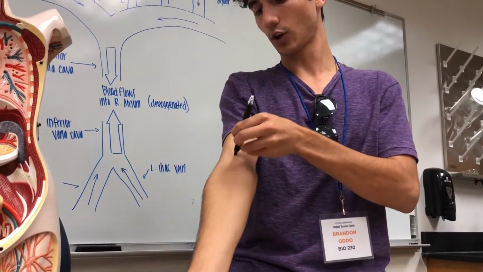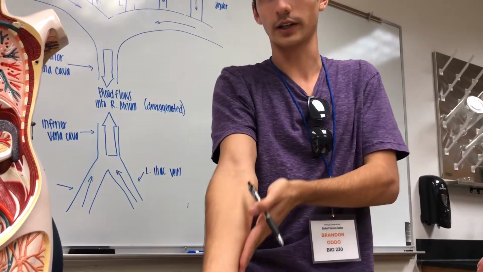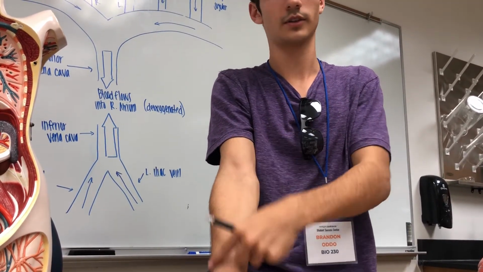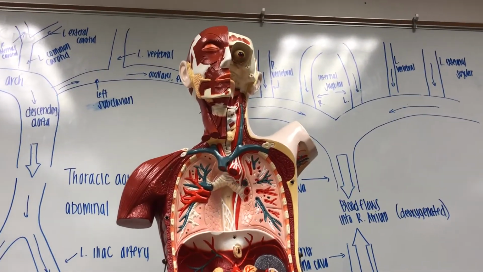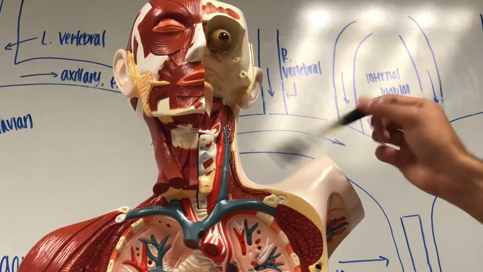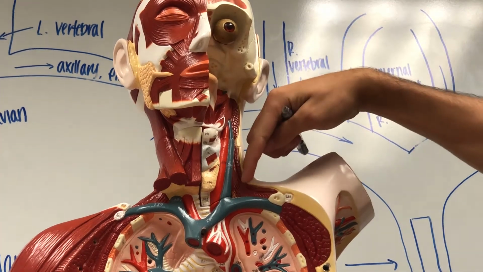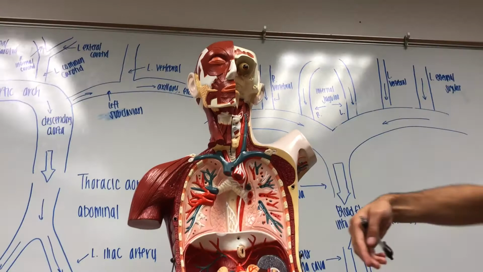And then the brachial will split into two arteries. What is the medial one here? Ulnar. And what is the lateral one here? Radial. Perfect. I think that's all for that. And the same stuff on the left: left common carotid, left internal carotid, left external carotid, left vertebral artery, axillary, brachial, ulnar, and radial.